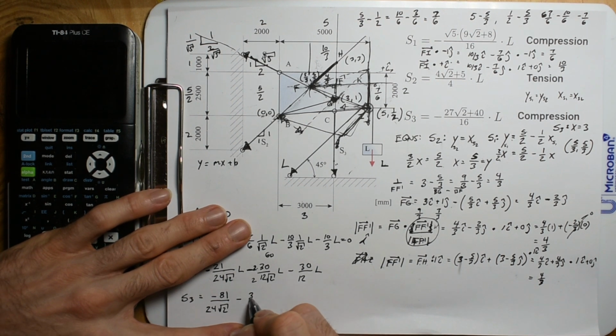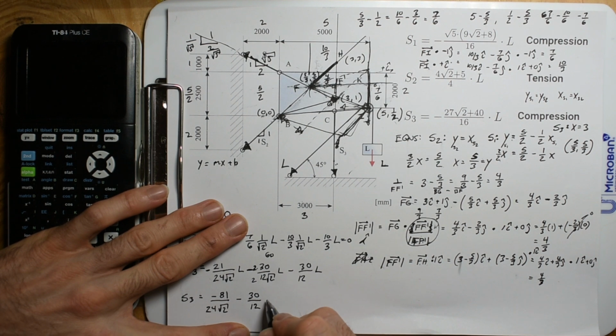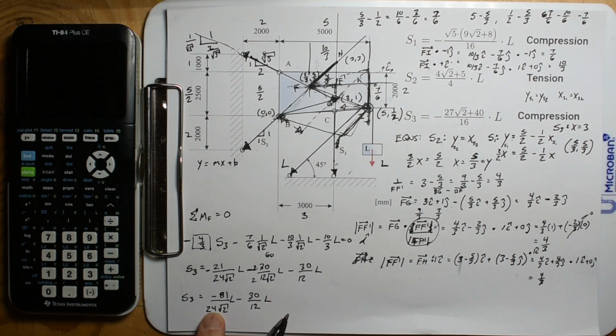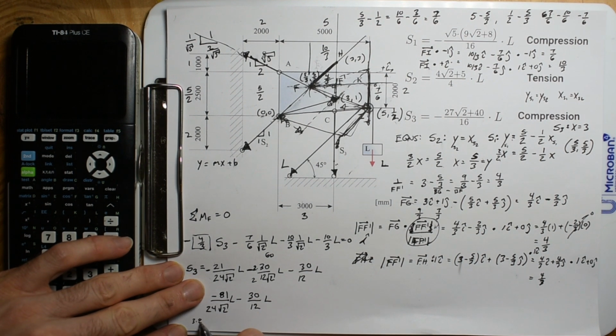minus 30 twelfths L. So how do we simplify this? Because 24 is divisible by 2, 81 isn't. So the next number to see if it's divisible is 3. 3 times something equals 24? Yes. This is going to be 3 times 8.